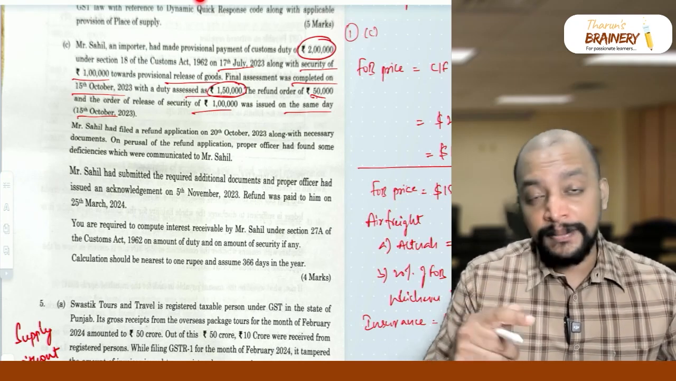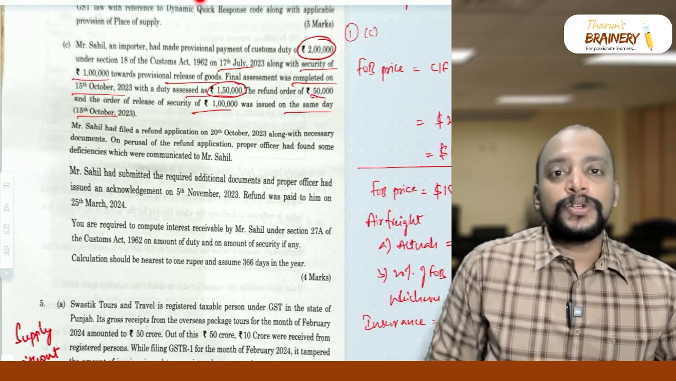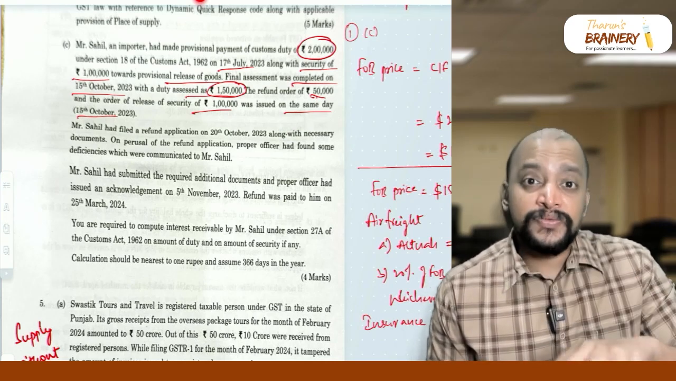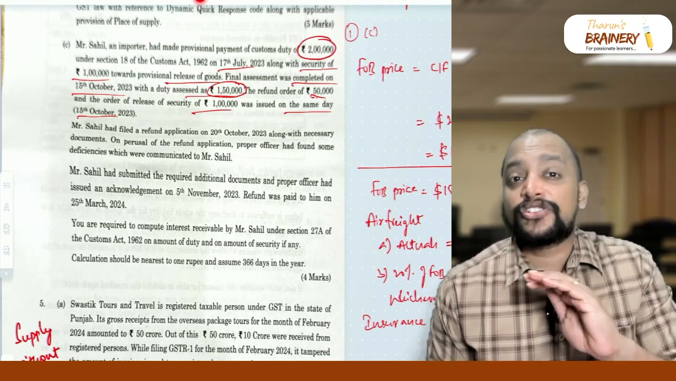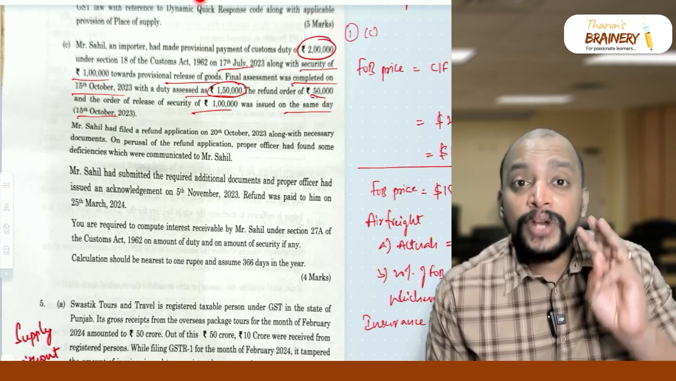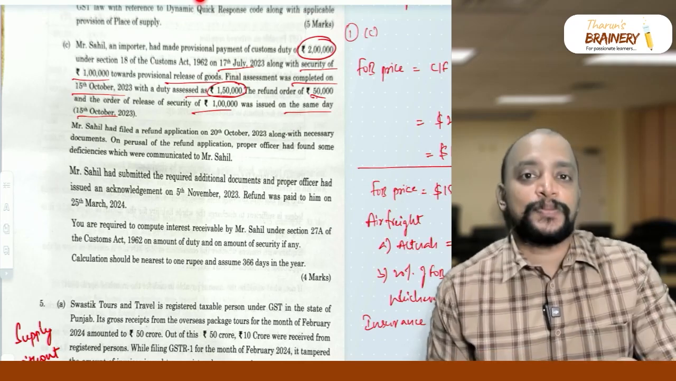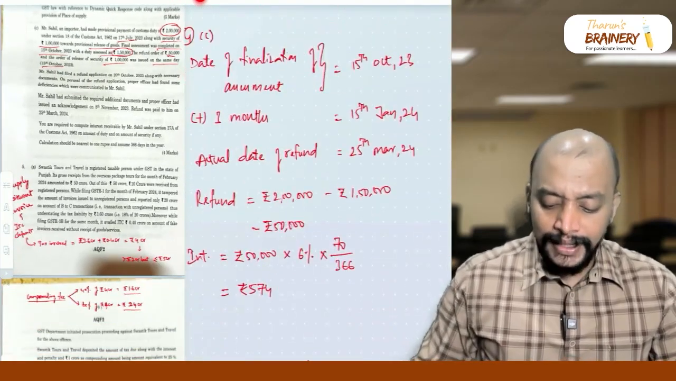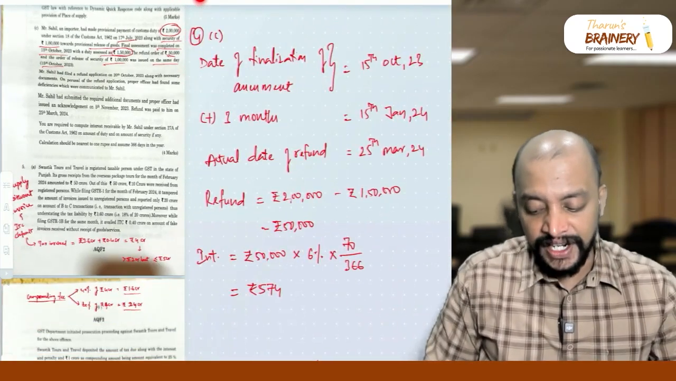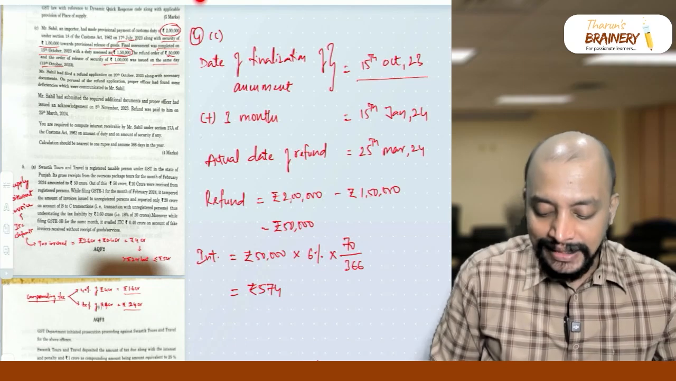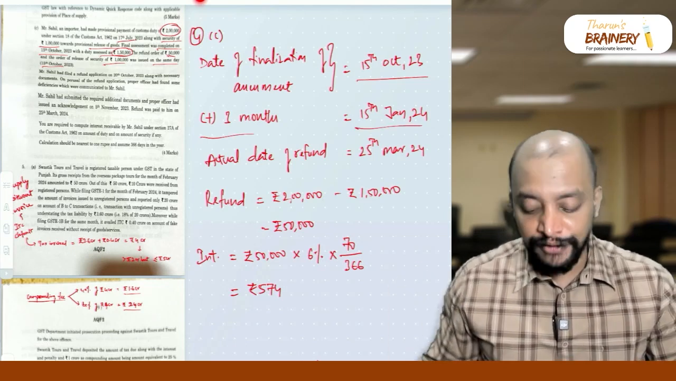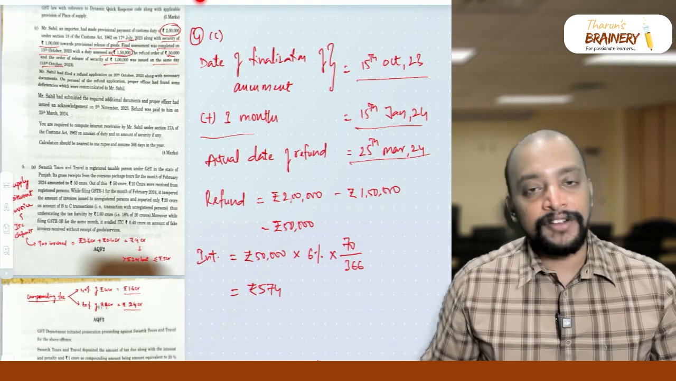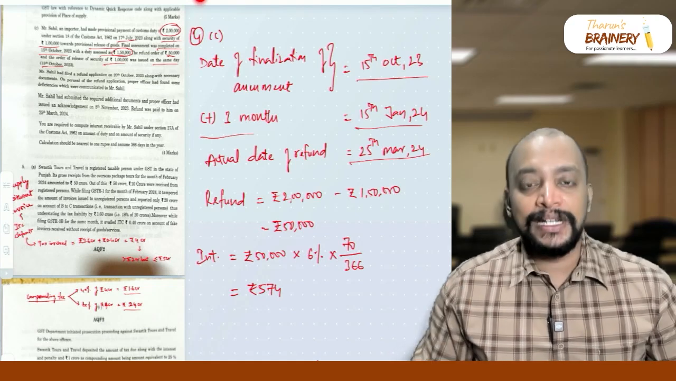Actually they coined a very good question here. What they thought was that the student will take 3 months from the date of application. No, it is not 3 months from the date of application, it is 3 months from the finalization of assessment. So when the assessment got finalized, you can see the answer here. The date of finalization of assessment is 15th October 2023 plus 3 months, which is 15 January 2024, and the actual date of refund here is 25th March 2024. Therefore interest will be payable in this case.